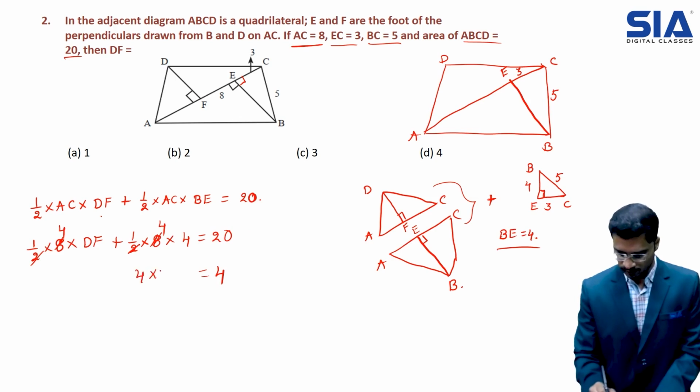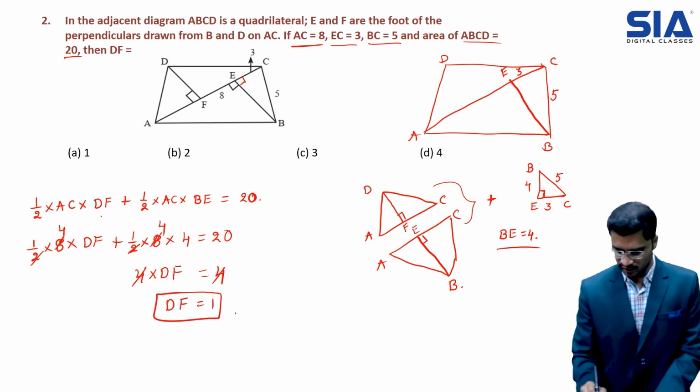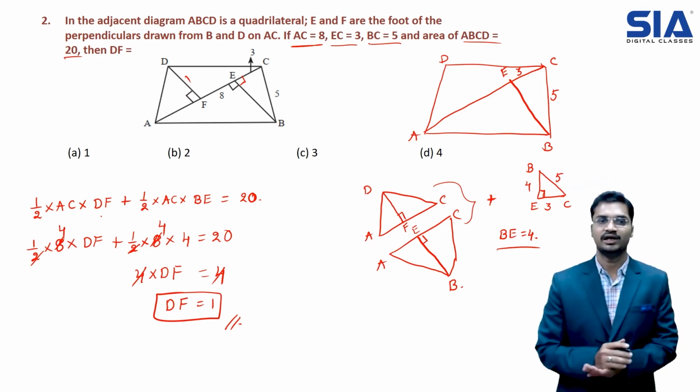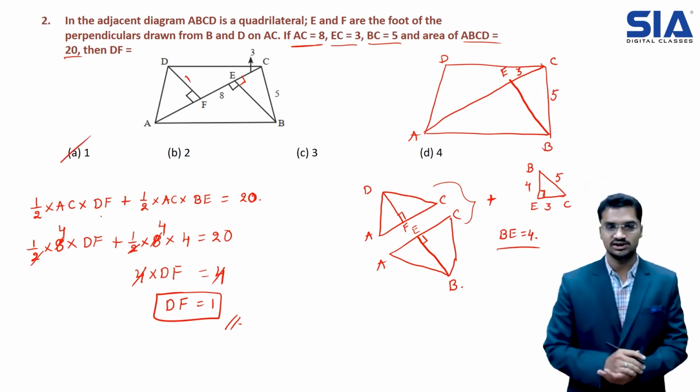So 4 multiplied by DF is 4. Then 4 and 4 get cancelled. The length of DF is 1 centimeter. So our answer is option 1.